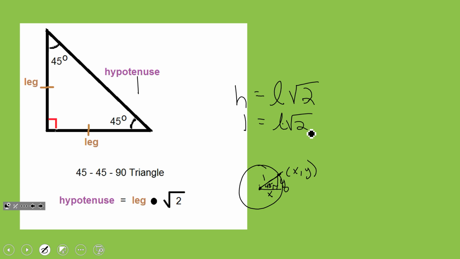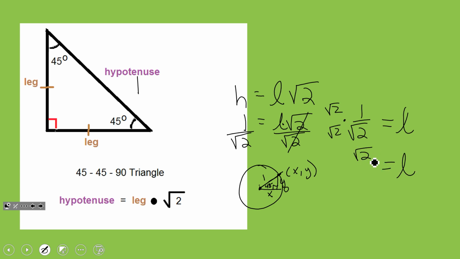What would you do to solve this? If this is being multiplied by the square root of 2, you would divide by the square root of 2. And then the leg is going to equal 1 over the square root of 2, except there's a problem with that. What's the problem? You can't have a square root in the denominator, so you need to rationalize. When I rationalize that, the leg is going to be equal to the square root of 2 over 2. Everybody with me on that? And you can't simplify those.